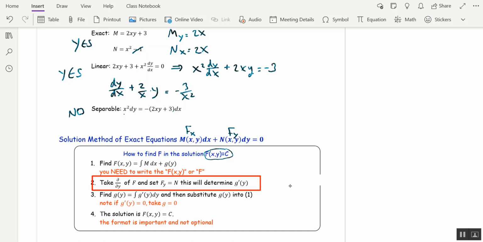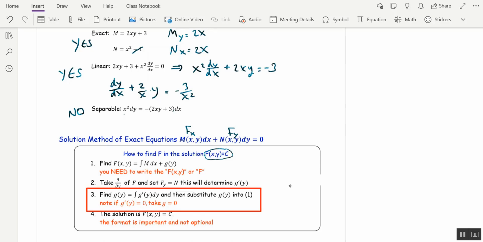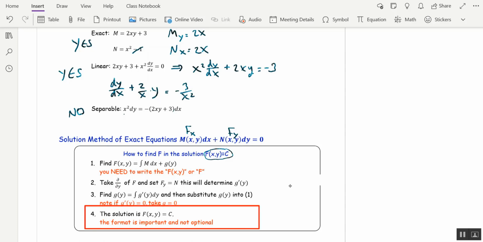Then take the partial with respect to y of your answer in part 1, and then set that equal to n, because again, by supposition, n is f sub y. That will give you g prime of y, and you can recover g in step 3 by integrating with respect to y. If g prime of y equals 0, then g is a constant, take the constant to be 0. And then the solution format is important. You have to write the function that you find equals c. So it's a level curve.